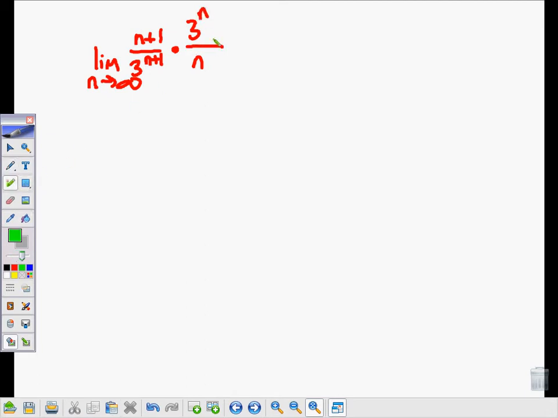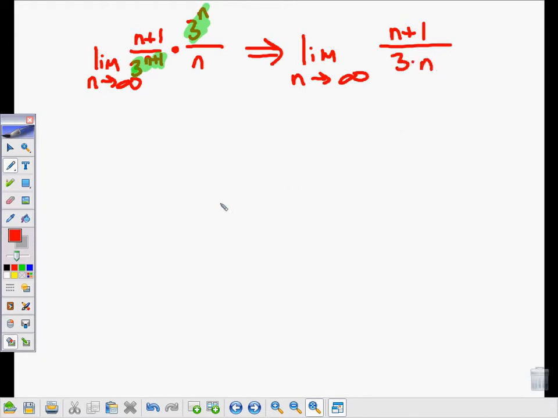All right. Now, this part and this, when I have like bases, I subtract the exponents, as we learned back in algebra. So this is going to leave me then with a simplified format of n plus 1 up in the numerator and a 3 times n in the denominator.